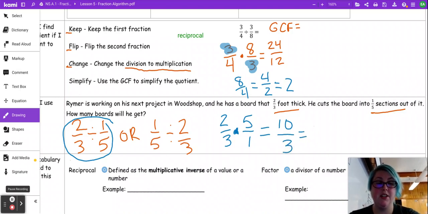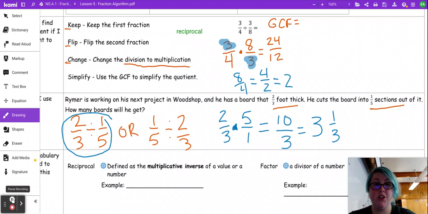So we can change this into a mixed fraction because we know that 3 times 3 is 9. So that means we'll have 1/3 left over. Could we check this with our model? Absolutely. If that is helpful to you, please draw that out. I'm not going to because there are other videos for that. The algorithm, the numbers, the equation that we use proves our model.